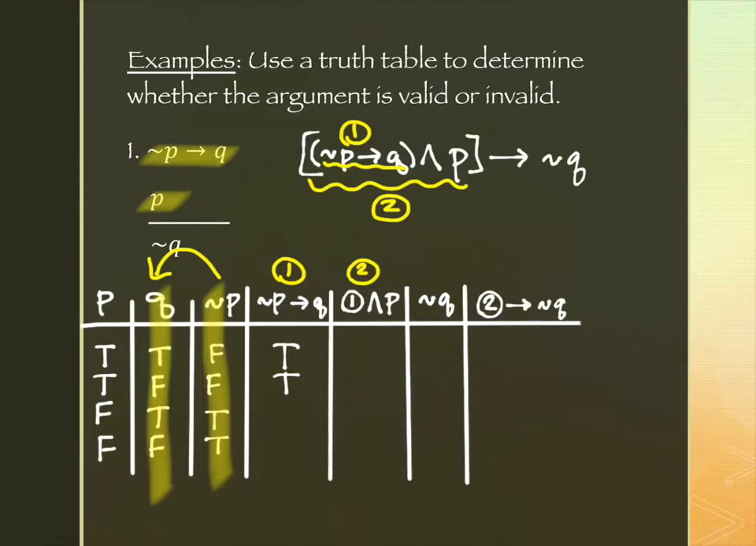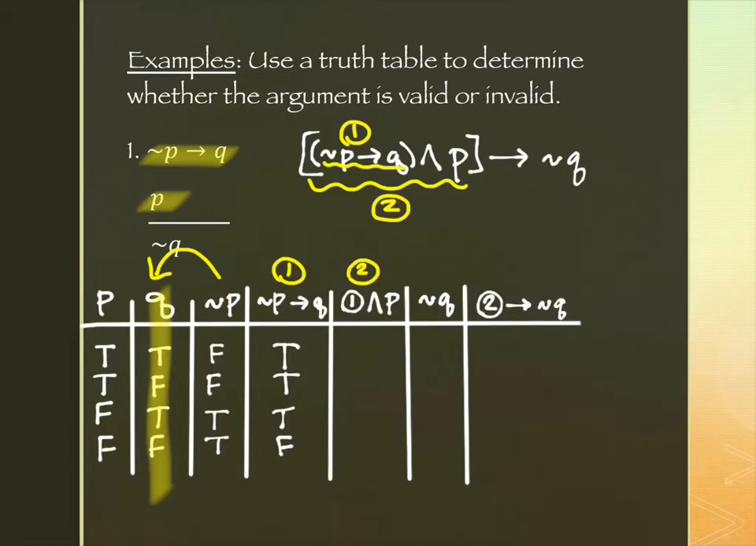Again, the third one, I already mentioned this before, is true implies true. That's always true, whether you've got ands, ors, or if-thens. The last one is the only time a conditional is false. It's true implies false. That's a false statement. Okay, so anytime you have true implies false, we get a false statement.